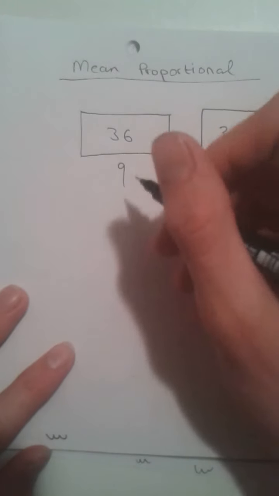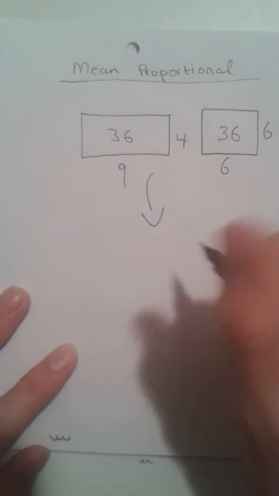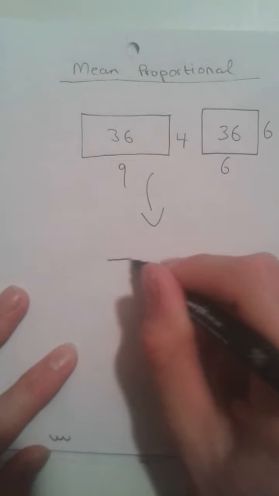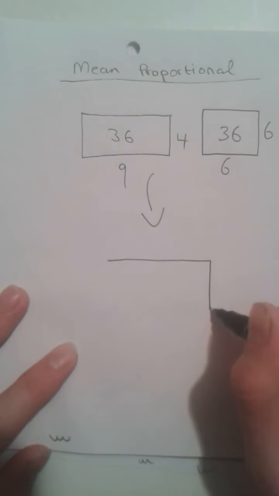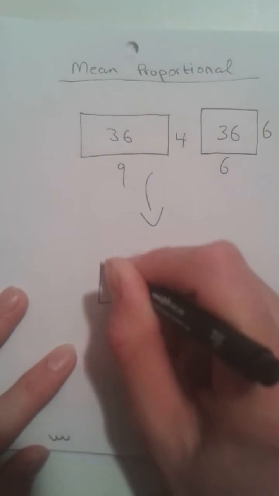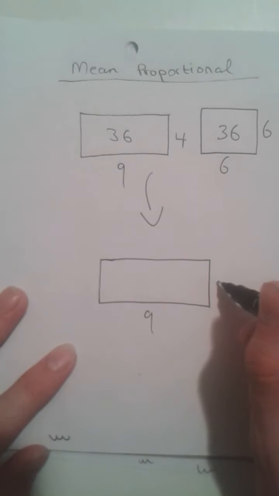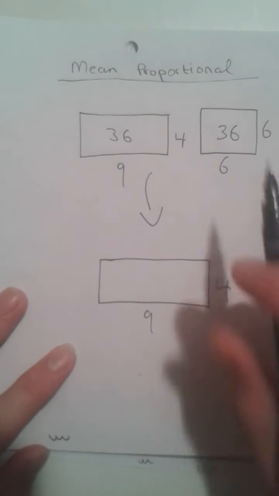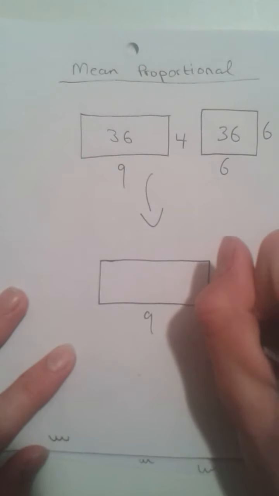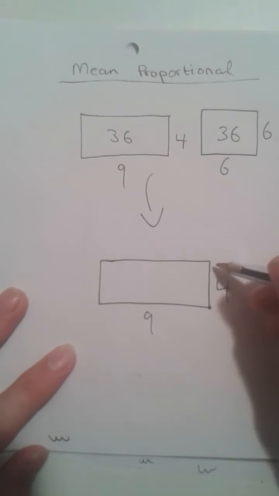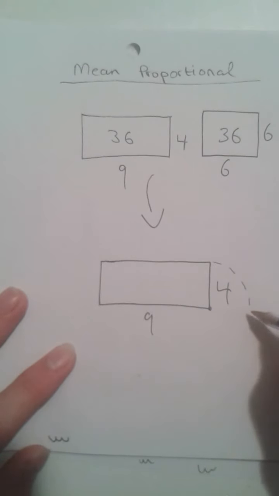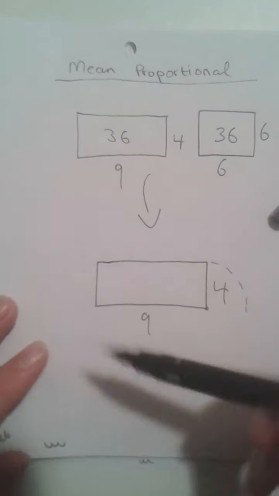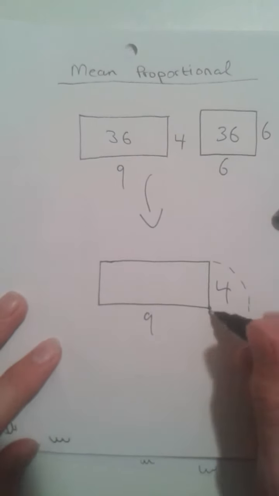So let's isolate this rectangle. Nine by 4. Now, if we were to get a compass and place the center mark here and put it up here and drop it down to the base, then that would be the same length of 4.